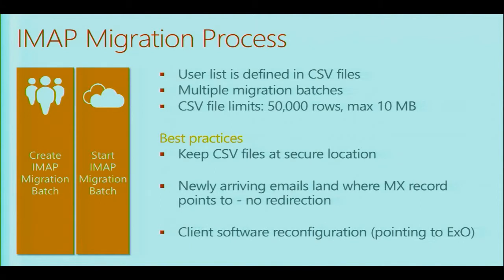Now, I mentioned that IMAP migrations can be done in batches, and so that not only gives you the control over the migration, but it also allows you to just quickly test the migration process using a very small group of users. And then once you've finalized that group, then you can move on to your first set of production users and so on. The CSV file itself is going to contain the email addresses of the target mailbox, the user account that's used to log on to the IMAP server, and the password that's associated with that account.